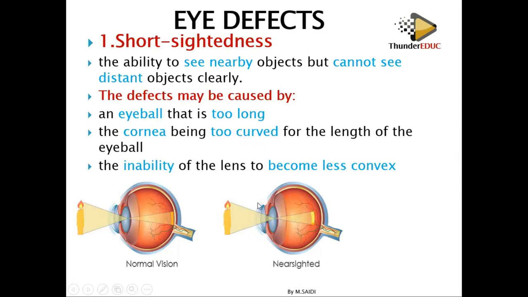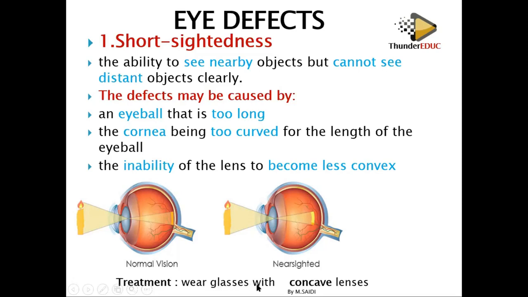Or the cornea is too curved. It means that this cornea in front here bends the light more. By the time it falls on the lens, it's already bent too much, and then it ends up forming the image in between. Or the inability of the lens to become less convex. It means that the lens remains big, and then refracts this light more with a high power, and then it forms the image in between. It does not reach the retina.